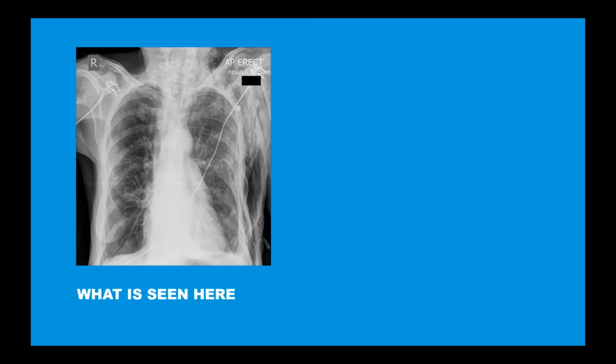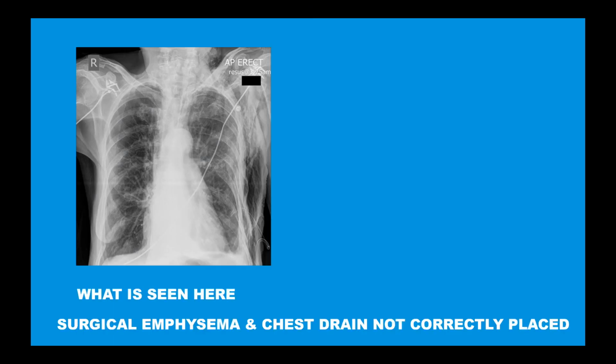What is seen here? Surgical emphysema. You can see all the air shadow under the skin. So this is all air present in there. The chest is separated from that. And a chest drain is also in position here, not correctly placed.